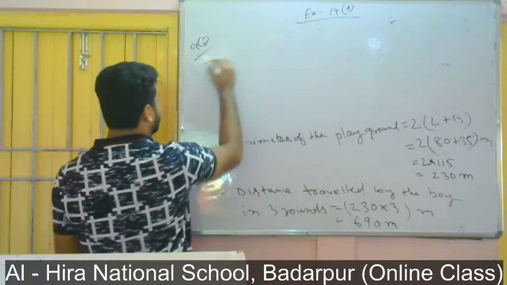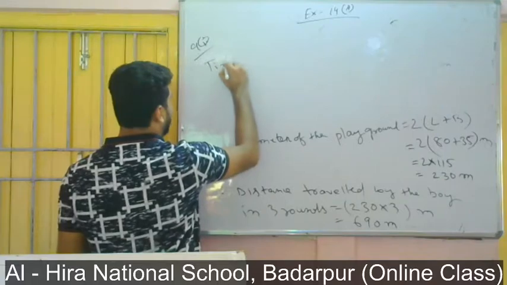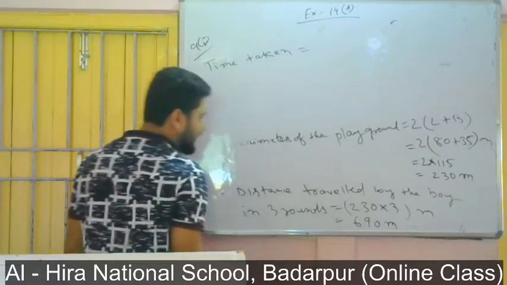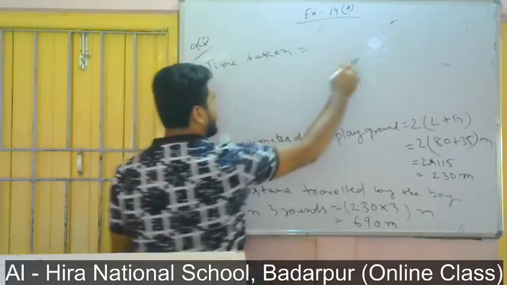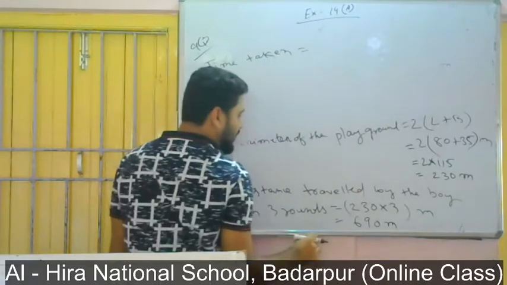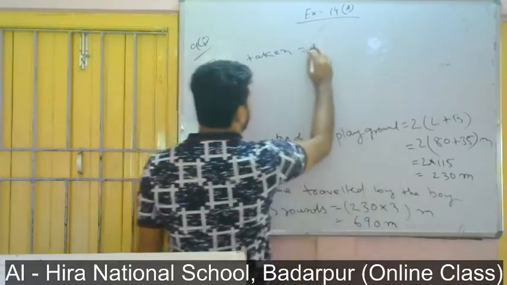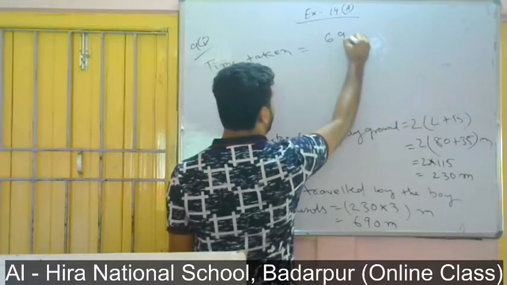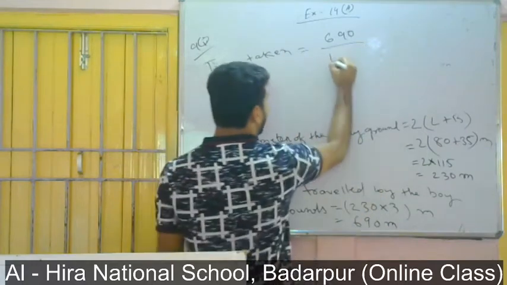So, time taken will be what? Time taken by the boy. Time taken will be distance traveled by the boy by speed. That means distance traveled by the boy, 690 meter, by speed 1.5.